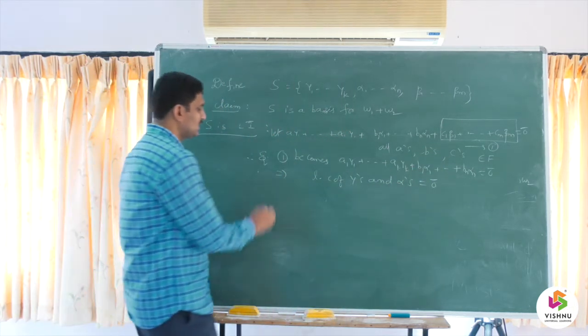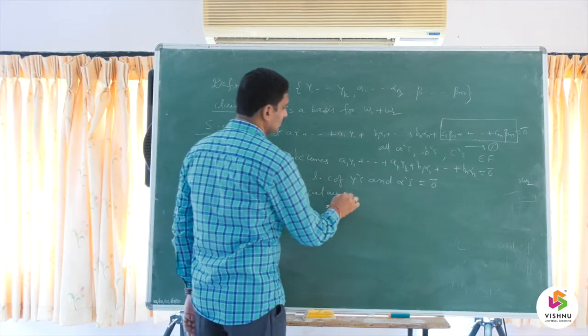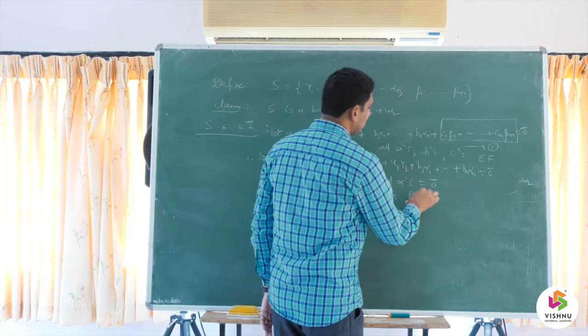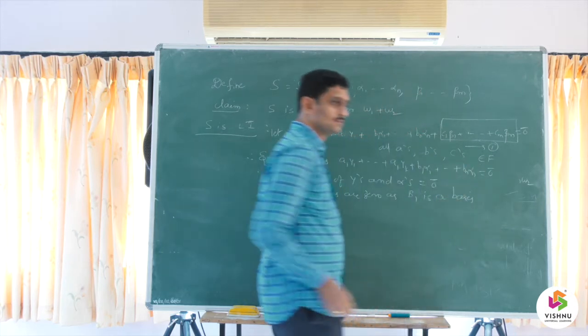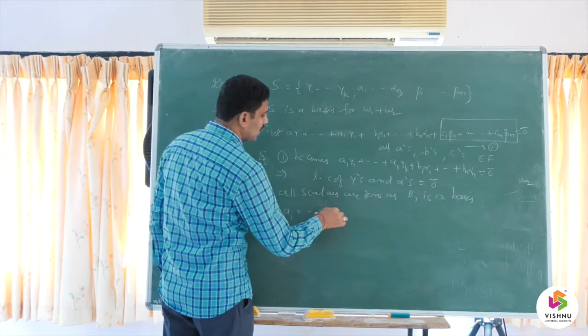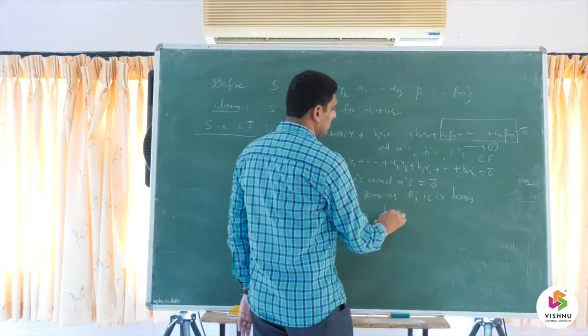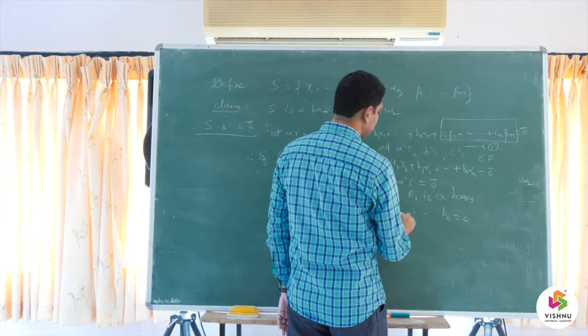Since it is a basis, all scalars are 0. As B1 is a basis. So all A values, A1, A2, so on, AK will be 0. All B values, B1, B2, so on, Bn is equal to 0.